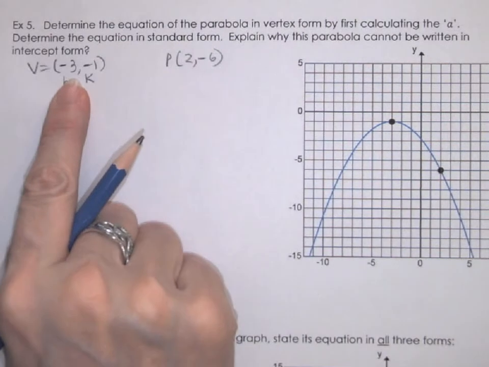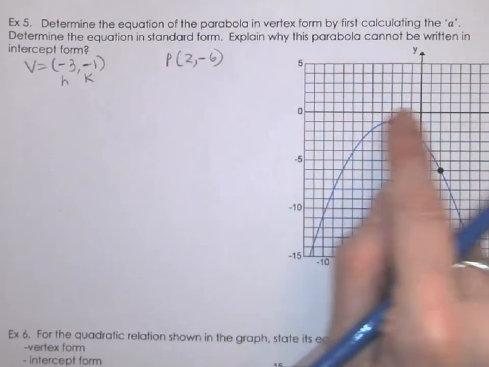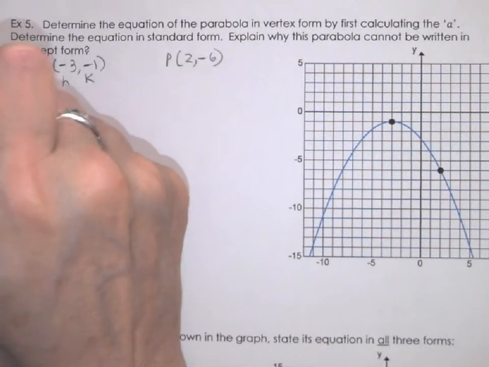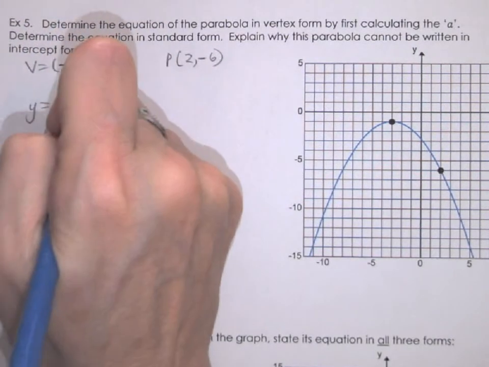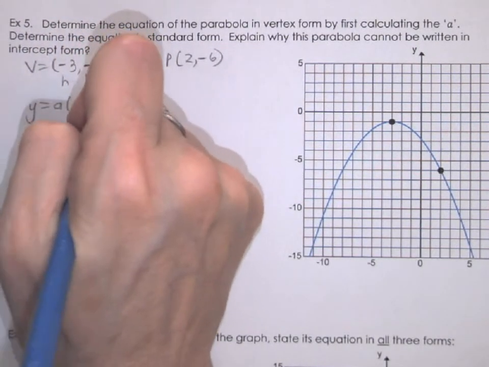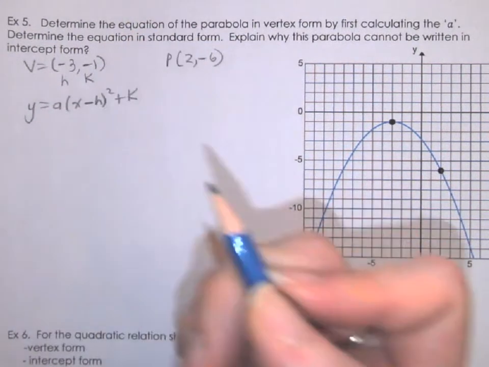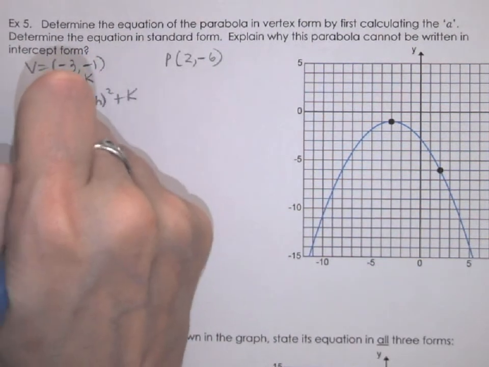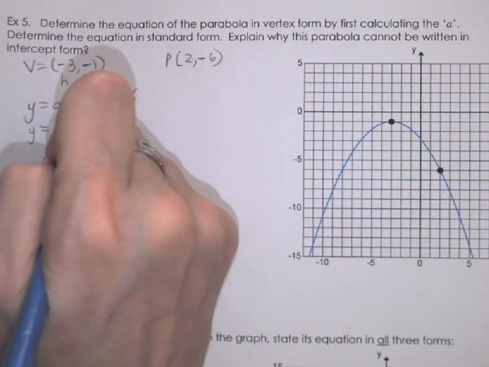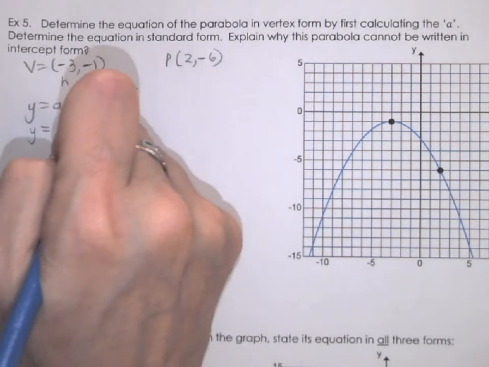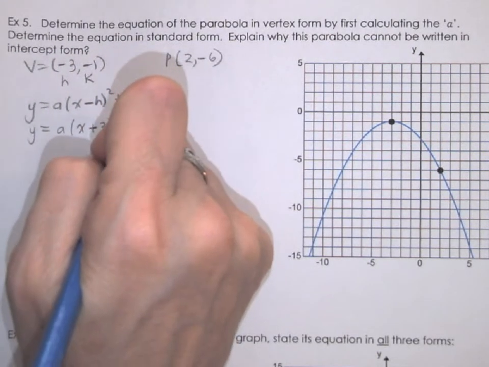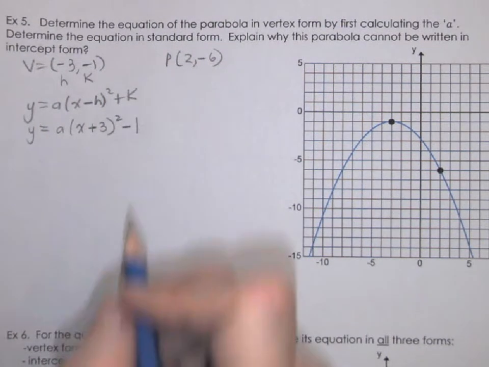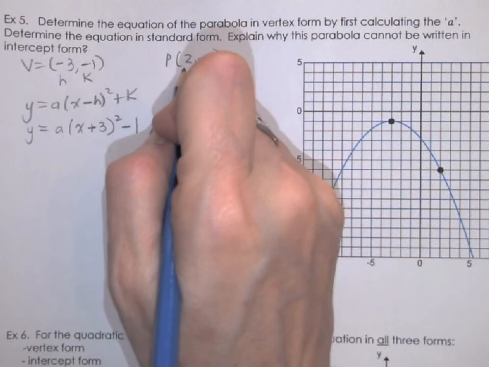So because I'm given the vertex, and you can also even see there aren't any x-intercepts, I'm going to use the vertex form. So the general vertex form is y equals a times x minus h squared plus k. And by knowing the vertex, I can fill in h and k. So that's going to be x minus negative 3, which is x plus 3 squared minus 1. So I don't know a. This is where this point comes in.